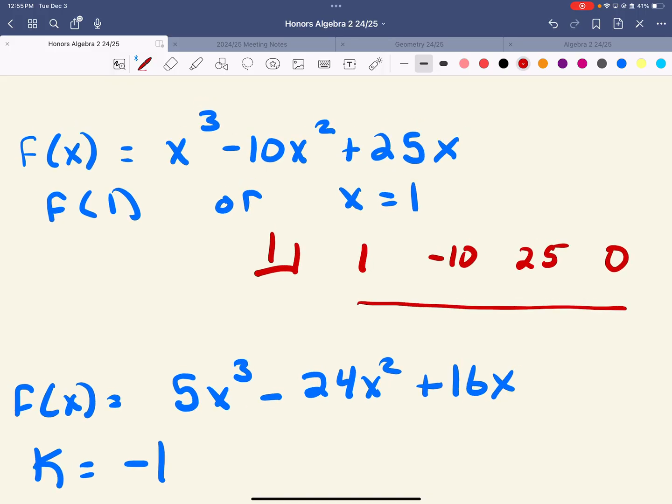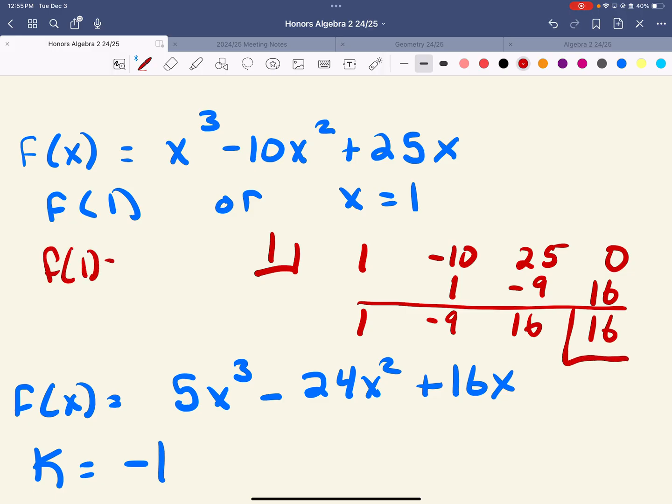We draw our line. Bring down the 1. 1 times 1 is 1. Negative 10 plus 1 is negative 9. 1 times negative 9 is negative 9. 25 plus negative 9 is 16. 1 times 16 is 16. 0 plus 16 is 16. So our solution for f of 1 is 16.